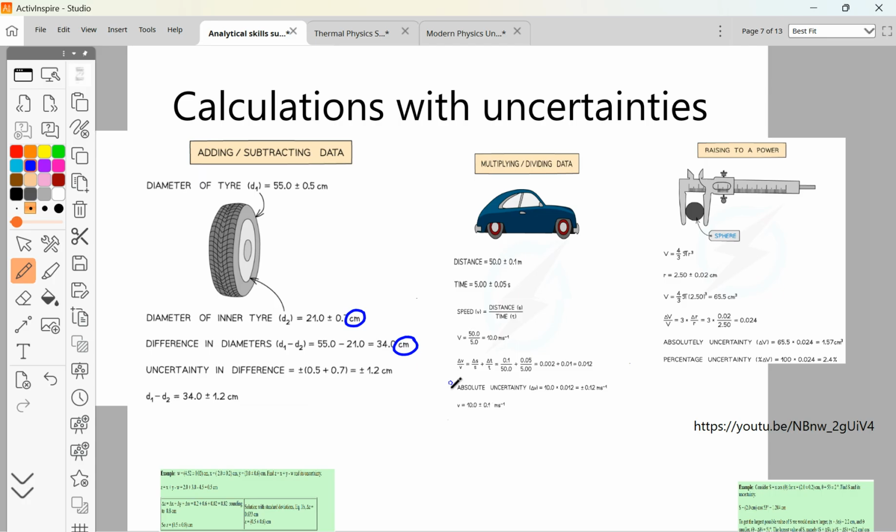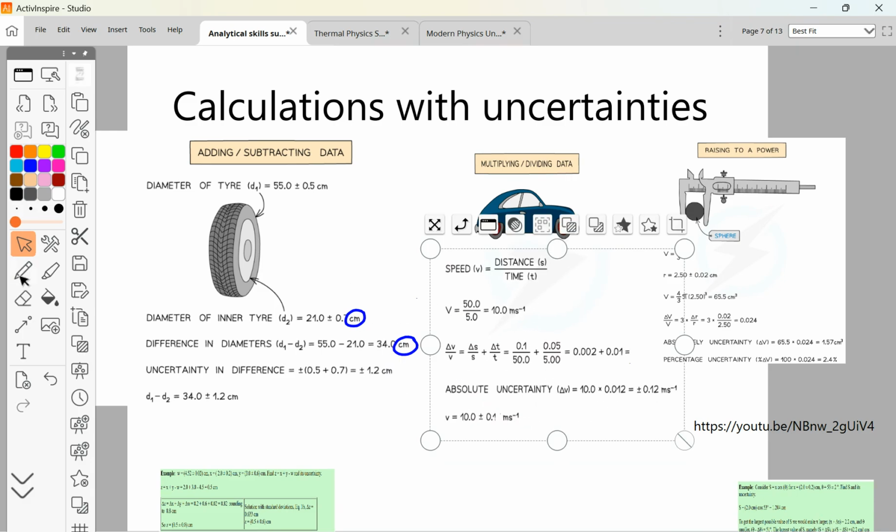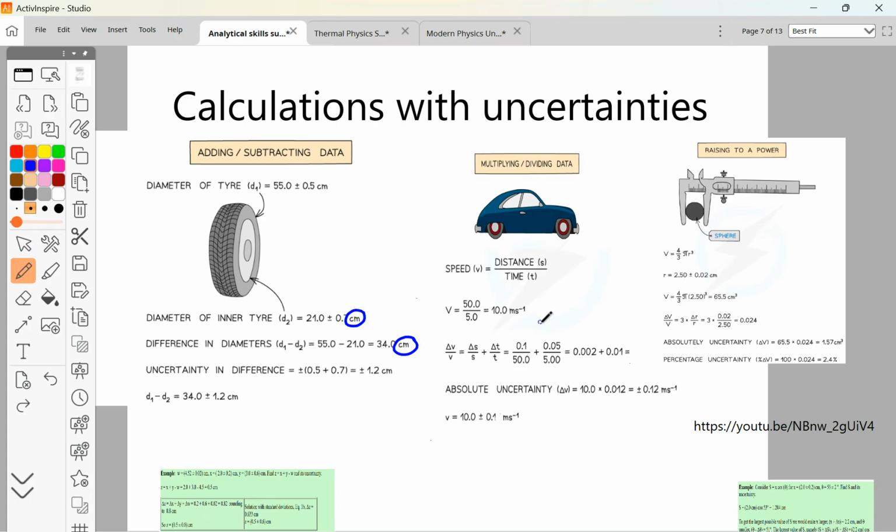Multiplying or dividing, because they're now not in the same unit, the one is meters and the one is seconds, as you can see from that example, then you have to make sure that you do the fractional uncertainties or the percentage uncertainties. I see some people are just more comfortable with calculating the percentage uncertainty, but then just remember to go and give the absolute uncertainty in the end again.